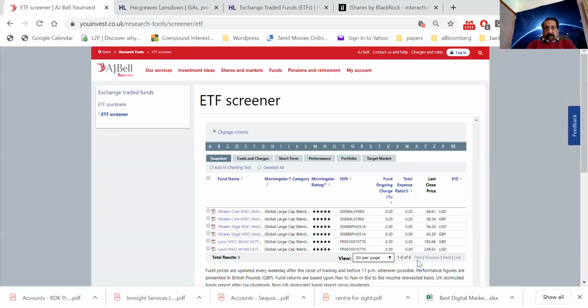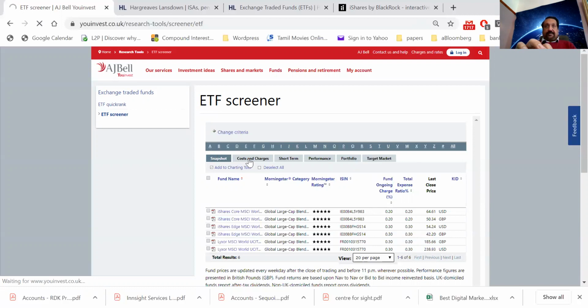And then what you need to do is go and find out what these shares are. What are these products? Why should I invest in them? So you need to know, this is a snapshot of these. You can go into cost and charges.